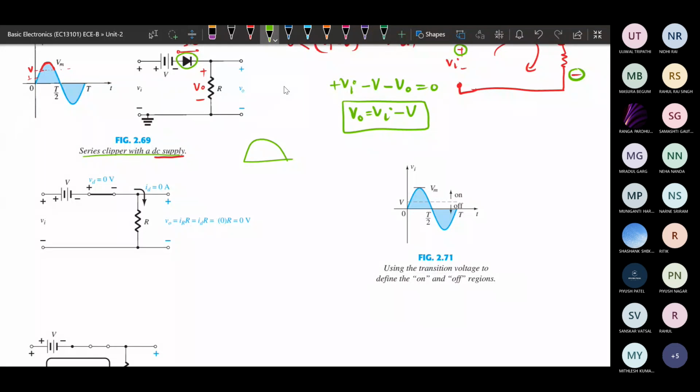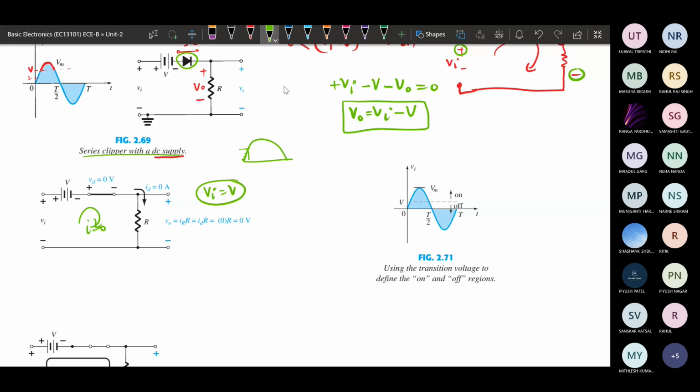There will be a point at which the current flowing will be some positive value. To identify that triggering point, where the current flowing becomes positive, we put ID as 0 in this circuit, and at that time the diode is on. If we apply KVL, that voltage will be given by the voltage V. So from there we get Vi equals V.